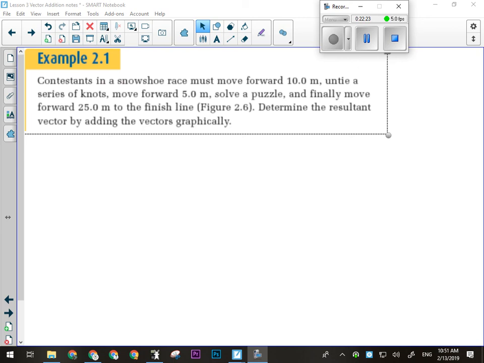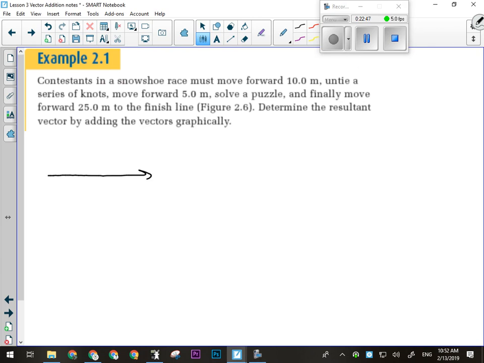Okay, so mathematically not a difficult question. So in South Boredom, USA, the most boring town in the world, they do this race. Seems like a pretty boring place to live, where this is like your winter highlight or something. So you have a snowshoe race. You move forward 10 meters and untie a bunch of knots. Yay. So we'll draw the 10 meters. Then they move forward 5 meters and solve a puzzle.